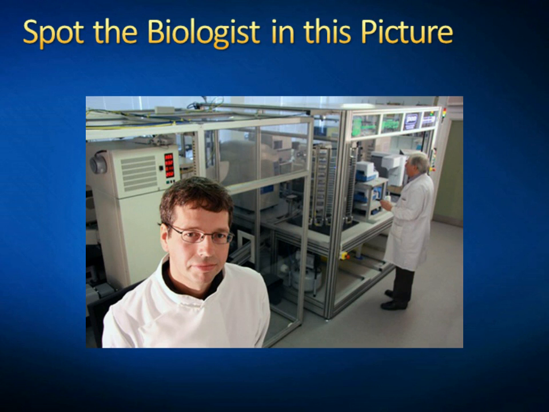So, for example, if you look at this picture, the biologist is actually not the guy in the lab coat. The guy in the lab coat is a computer scientist, a machine learning researcher by the name of Ross King. The biologist is actually the machine in the background. This machine is actually a complete robot biologist.